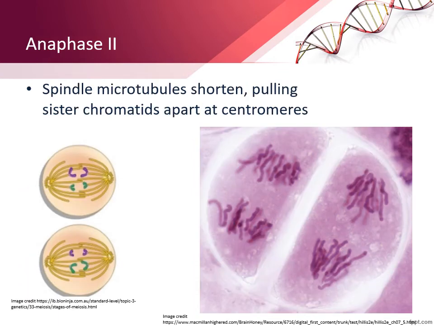Anaphase 2, a lot like mitosis, the spindle fibers are going to pull those chromosomes apart at the centromere. We're going to pull those chromatids into opposite poles. Notice this guy's getting pulled apart and also this guy's getting pulled apart.